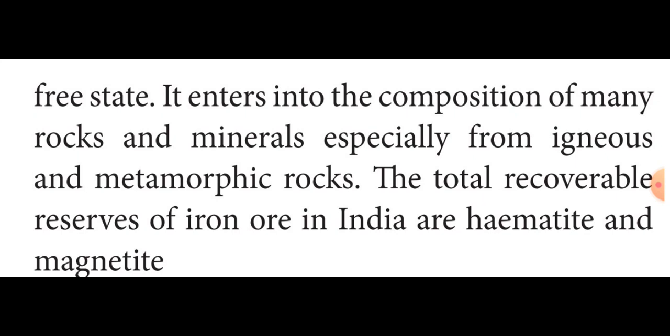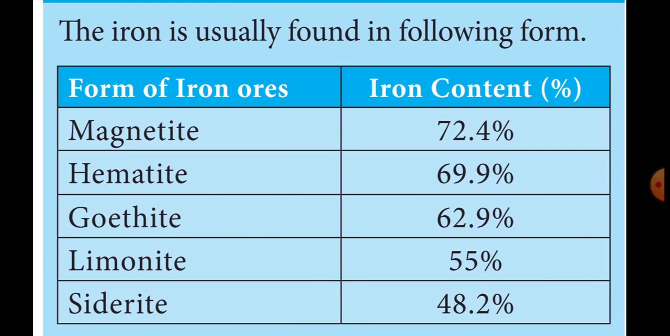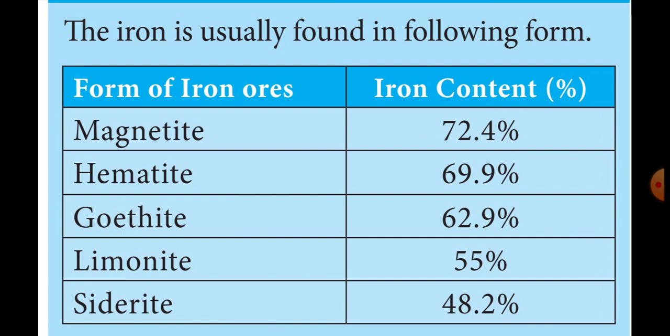The total recoverable resources of iron ore in India are hematite and magnetite. Hematite means a dark red colored rock; we get iron from that particular rock. Magnetite is a type of rock which also contains iron ore. Then iron is usually found in some areas, for example in the form of iron ores.